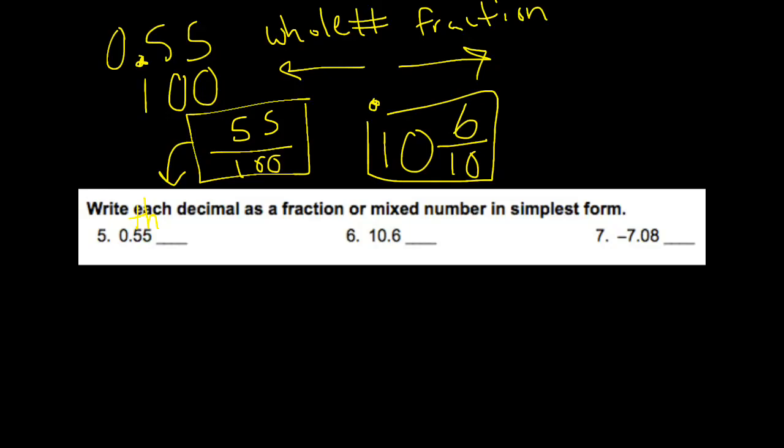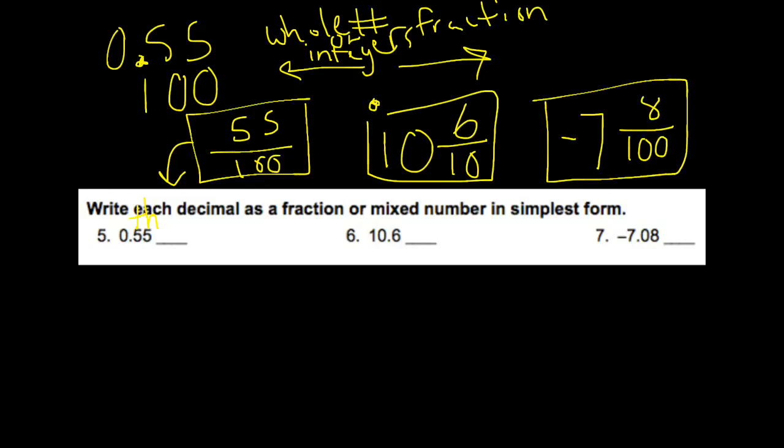My last one, -7 and 8 hundredths. I'm going to put -7 as my whole number, and actually I shouldn't call it a whole number, so I'm going to put whole numbers or integers to the left of the decimal. So -7 is my integer, and then 8 hundredths is my fraction. Box it in. So now I need to do a little bit more fixing though.